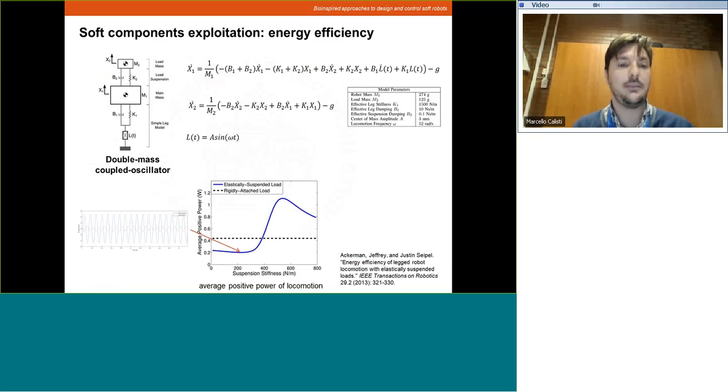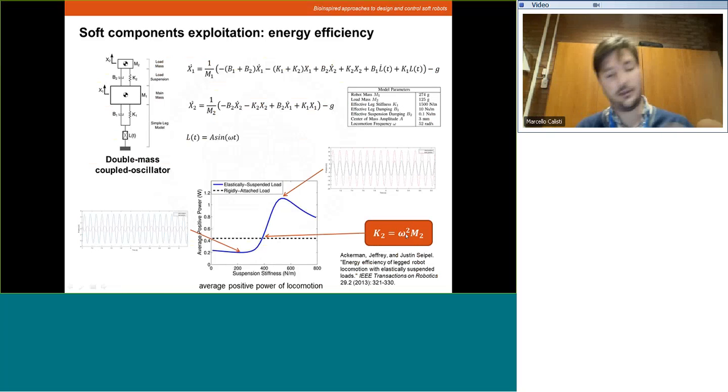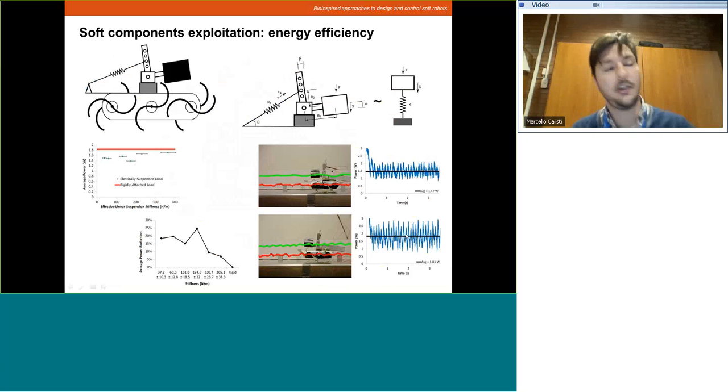That can be easily modeled with a double mass coupled oscillator, and you can see that when you are below a certain suspension stiffness, then you are in counterphase. Otherwise, you are in phase, and so you are increasing the energy required to move your load, but of course also to carry a load with your legged robot. That reduces the energy consumption here. You can see about 10%. It's not so much, but in the long run, if you want a machine that really can help us a lot on dangerous tasks for a long time, then it will be paramount.